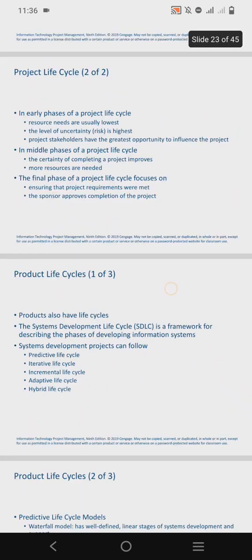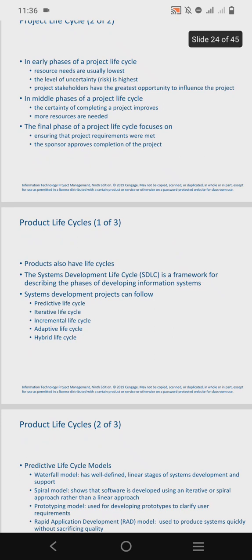Products have life cycles as well. The systems development lifecycle is a framework that describes the phases of developing information systems. A systems development project can follow different life cycles, such as the predictive life cycle, iterative life cycle, incremental life cycle, adaptive life cycle, and the hybrid life cycle.